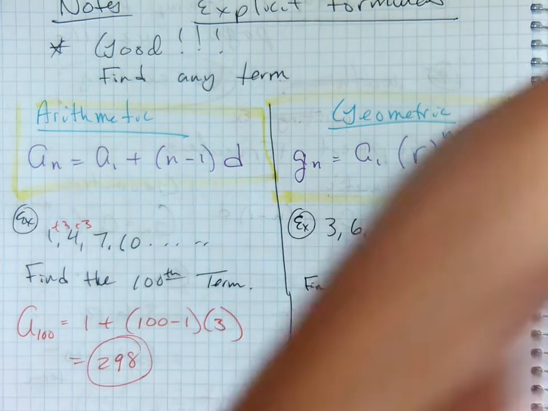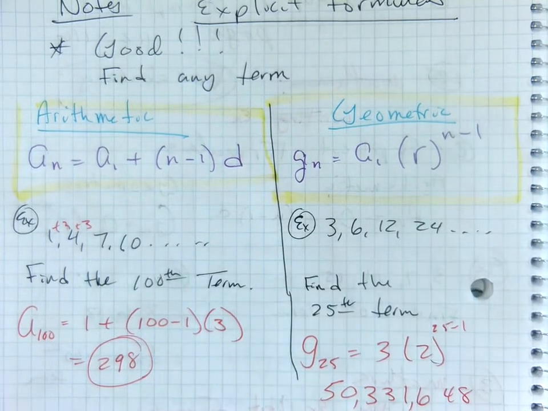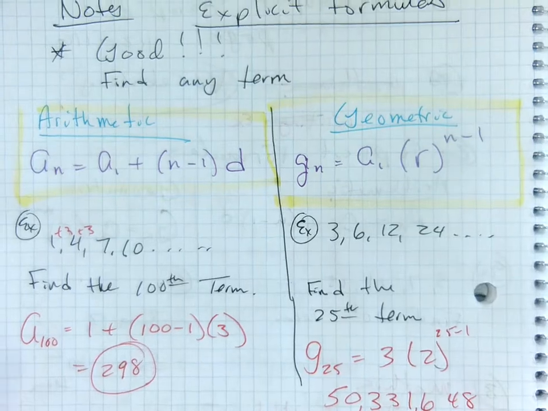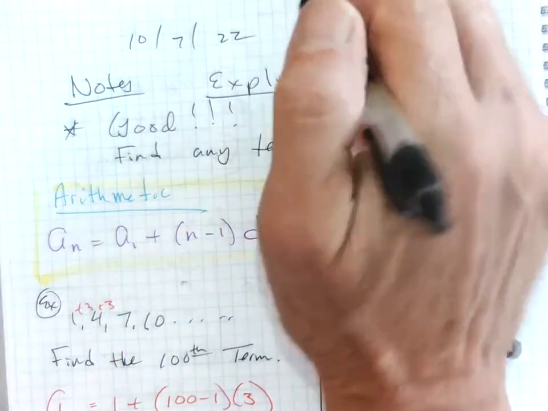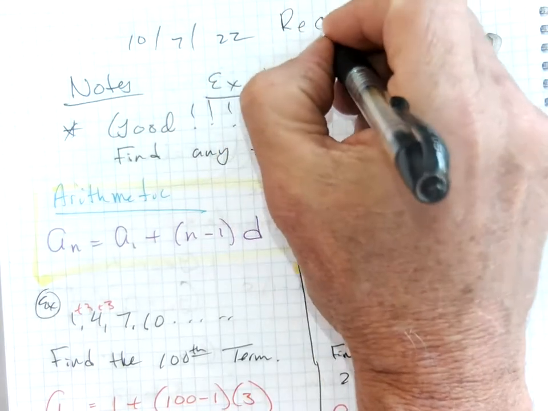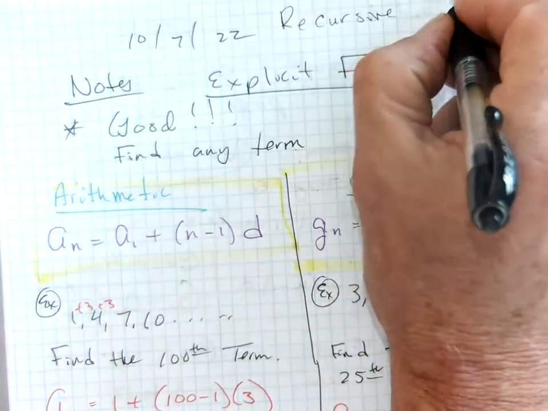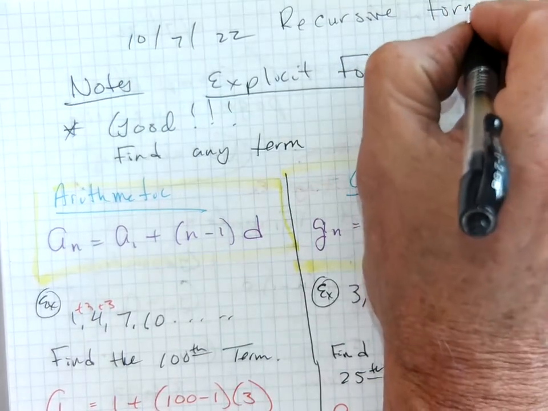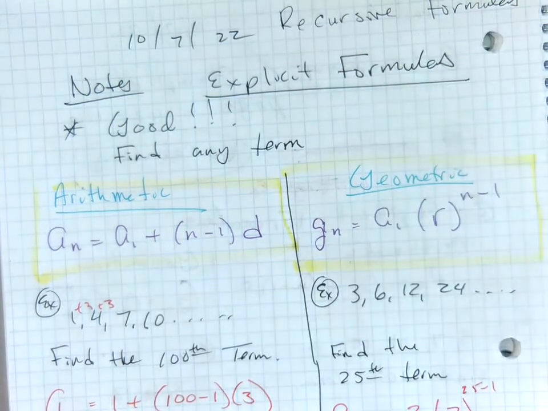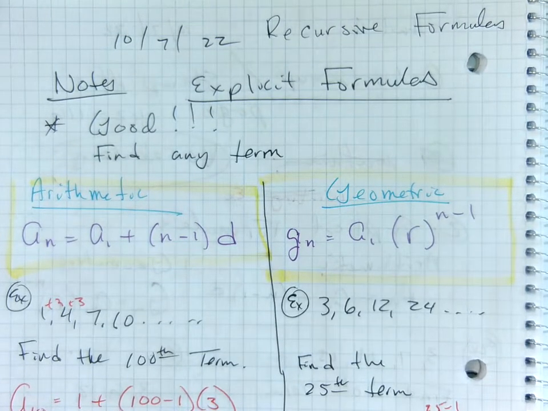Hello everybody, so let's do a real quick recap of what we talked about today. What we've done the previous days is we've done these things called recursive formulas, and they're good for only finding what the next term is.